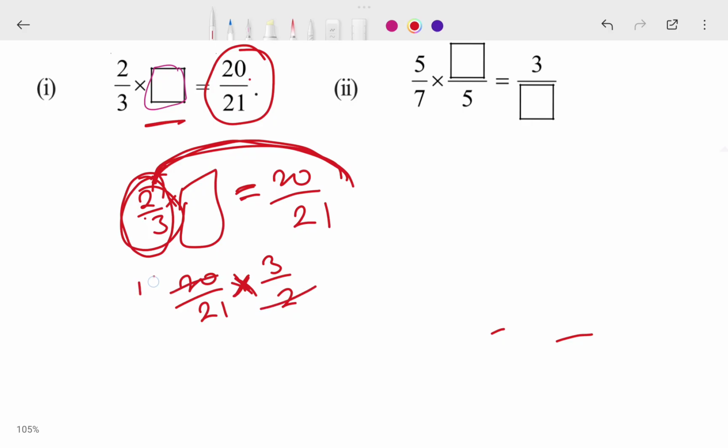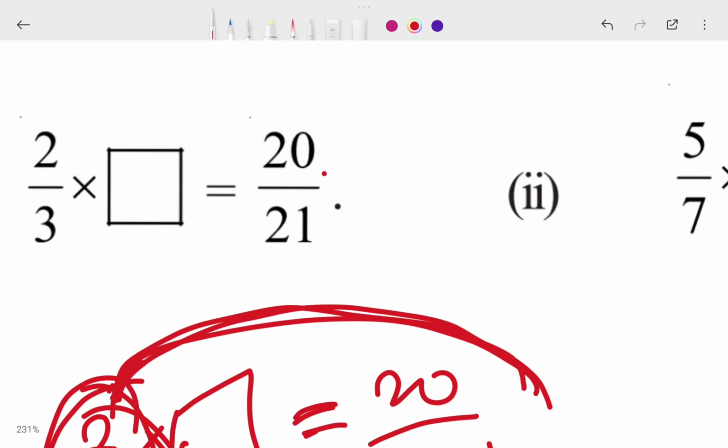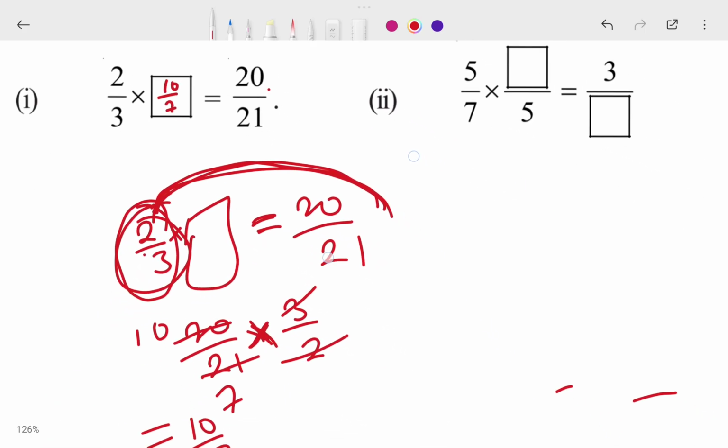We can crisscross. 2 into 10 is 20. In the 3 table, it is 7 times. So it becomes like that. What is the answer? The answer becomes 10 by 7. So what we have to put in this box is 10 by 7. We put this 10 by 7 in this box.